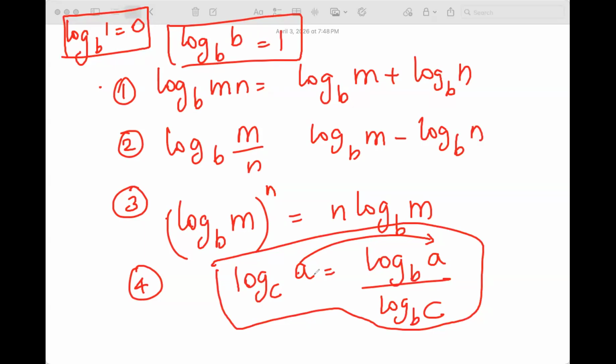Basically there is a number a. I'm taking log a base c. That I'm converting everything to log base b. How do I convert it? First I go with log a base b divided by log c base b. Okay, so we'll discuss these properties next week. Expanding and condensing, we'll do a few problems.